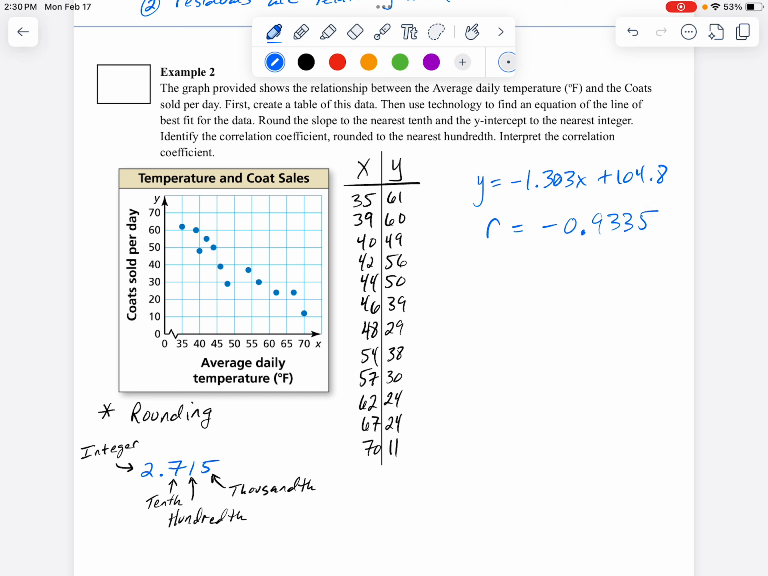So here's what I'm looking for. These are my equation and my R value. So it tells us to round the slope to the nearest tenth, and the y-intercept to the nearest integer. So I'm going to drop that 0.8, but it needs to get rounded up to 105, since that is 5 or above. So the equation we want to use, and if you were plugging this in on your practice, you would have to enter it this way or it would be marked wrong: negative 1.3x plus 105.